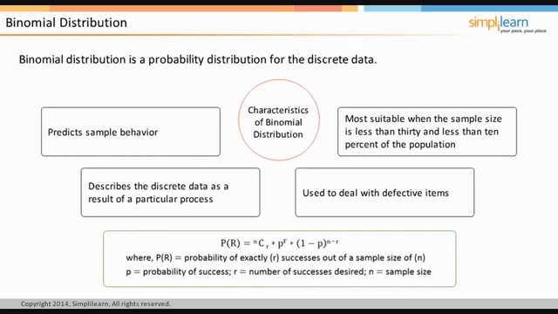The probability of exactly r successes out of a sample size of n is denoted by P of r, which is equal to nCr multiplied by p to the power of r and 1 minus p whole to the power of n minus r. In the equation, p is the probability of success, r is the number of successes desired, and n is the sample size. To continue discussing the binomial distribution, let us look at some of its key calculations in the following screen.